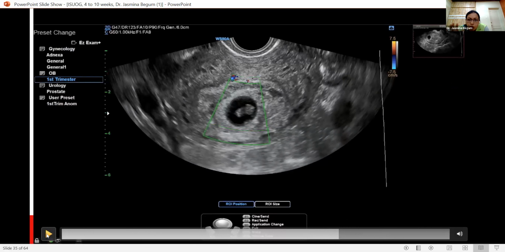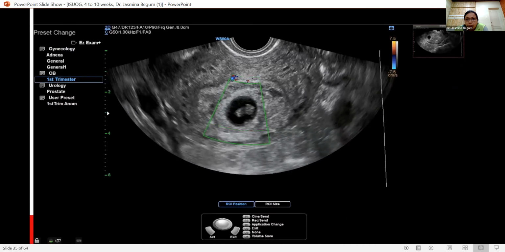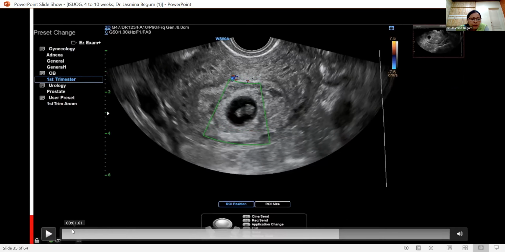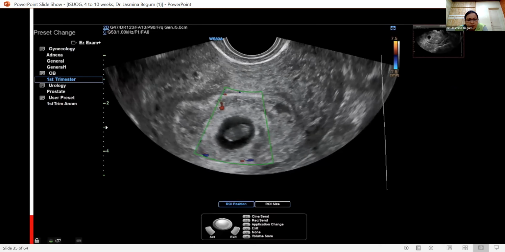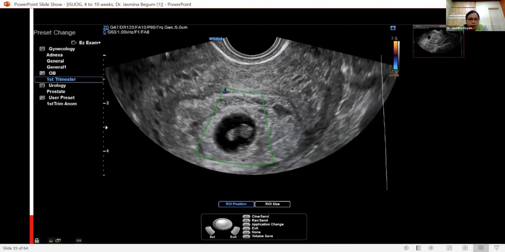If you're not sure, you can also take the help of a second operator. You can ask her to follow up after 7 days and then make a diagnosis. Or you can put on color Doppler if there is no activity and see whether there is any Doppler activity or not. That is just optional. Otherwise, you can scan after 7 days and confirm it, or take the help of a second operator.